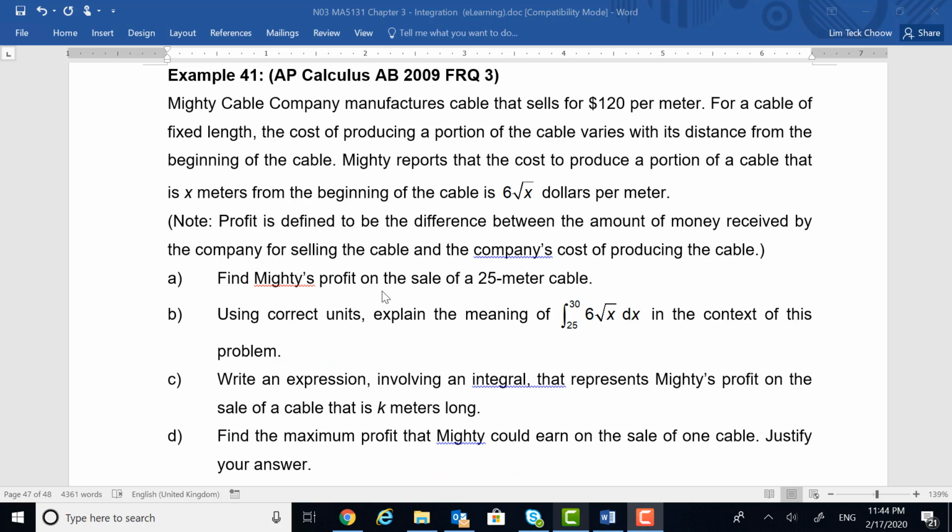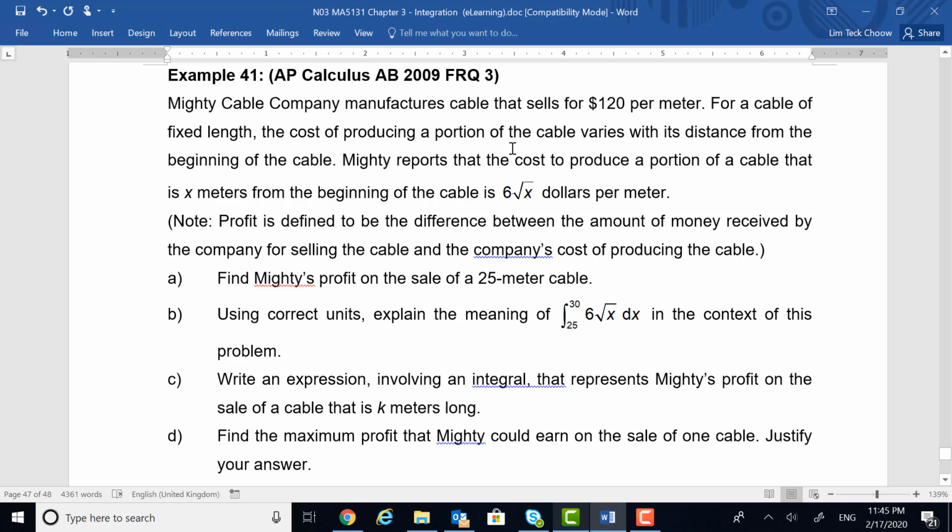Now let us do example 41, which happened to be the last example of the chapter 3 notes. In this example, you are told of a company that makes cable. For every meter it sells the cable for $120, which means for 2 meters you sell it for 240, for 3 meters it will be 360. And of course, a company that produces cable will also incur costs in producing the cable itself.